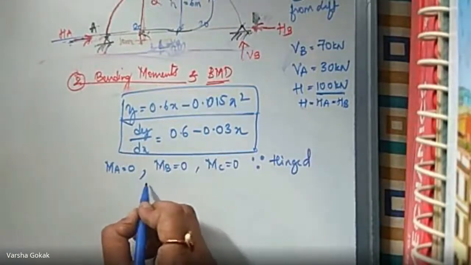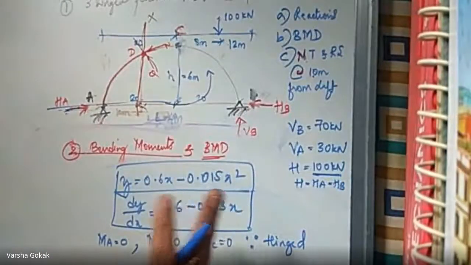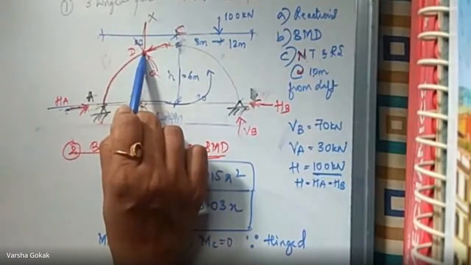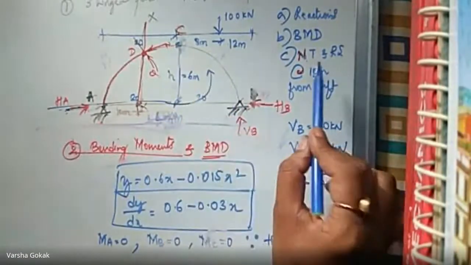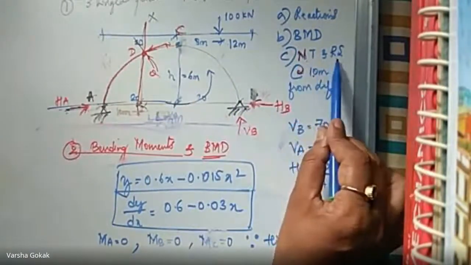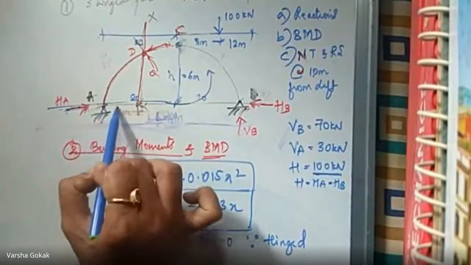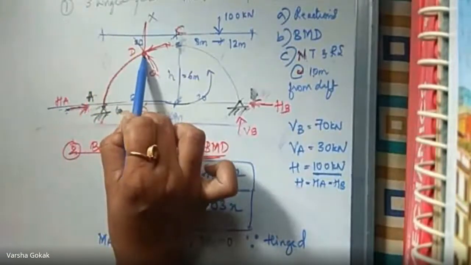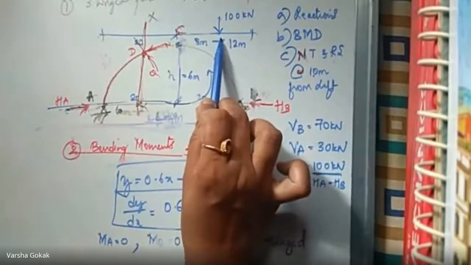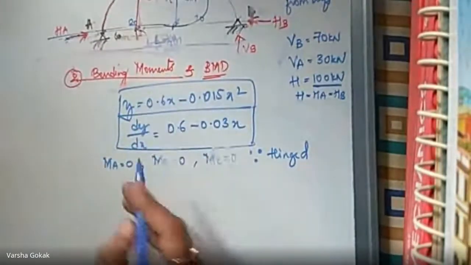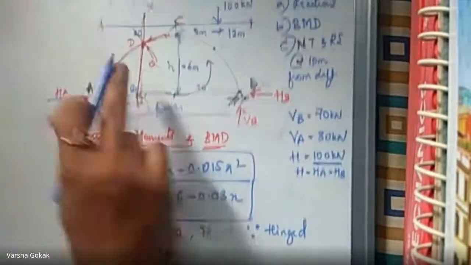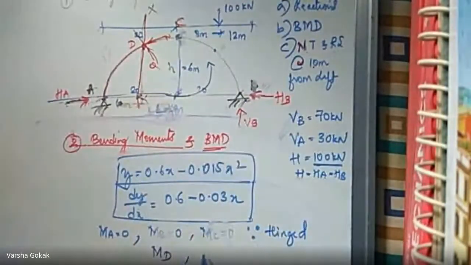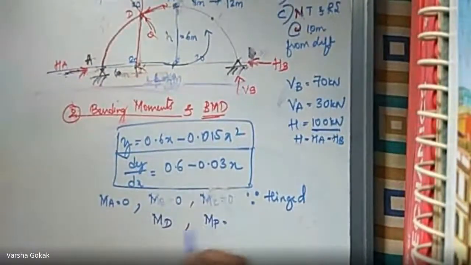Apart from this, I can find moments at two more places, that is the moment at point D and the moment where there is the point load. He has asked in the question the normal thrust and radial shear at 10 meters. So from here, at 10 meters, we can find the bending moment at this junction and at the junction where there is a point load. If I call this D, moment at D, and this moment at point load, MP. Now our job is to find moments at these two places.